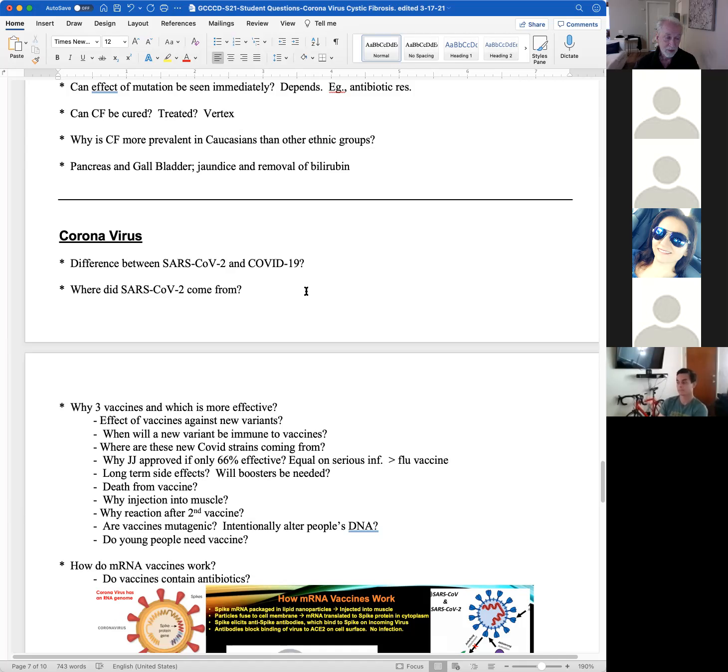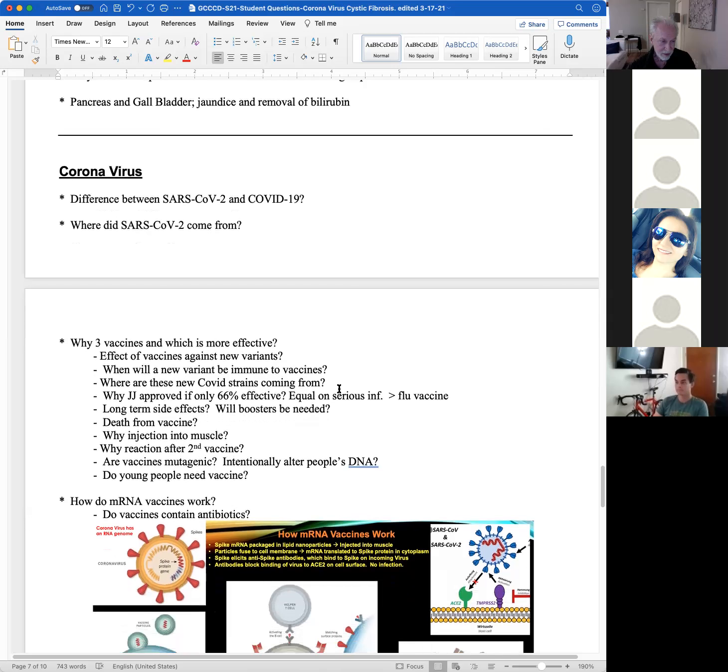Some evidence that bats do carry SARS-CoV-2. Whether bats transmitted it to humans has not been shown conclusively as far as I know. Then there were a lot of questions about the vaccines. The 3 vaccines that are available in the US at this time.